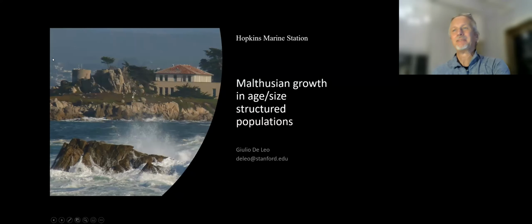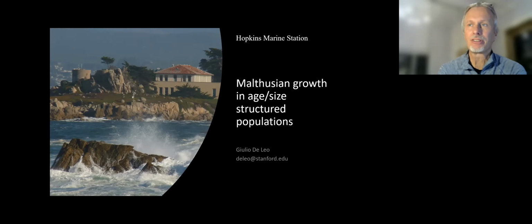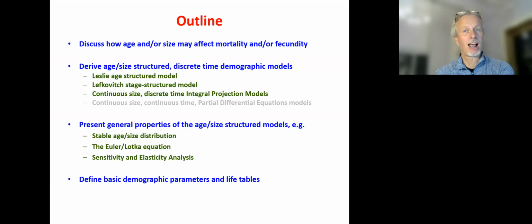Hi. Today we're going to talk about Malthusian growth in age-structured populations. This is the outline of the class today. First, we're going to discuss how age and/or size might affect mortality and/or fecundity. Then we're going to derive age, size, structure, discrete time demographic models.